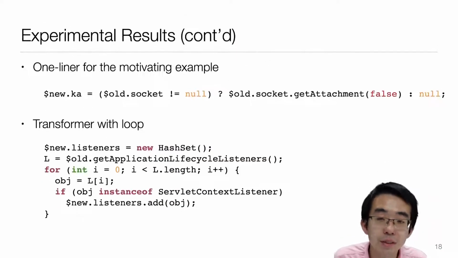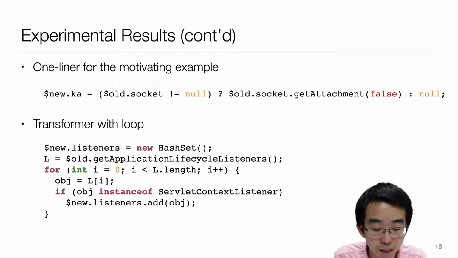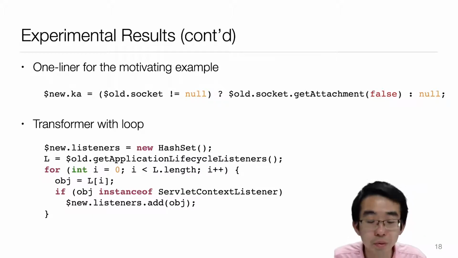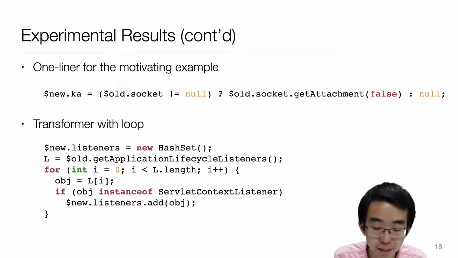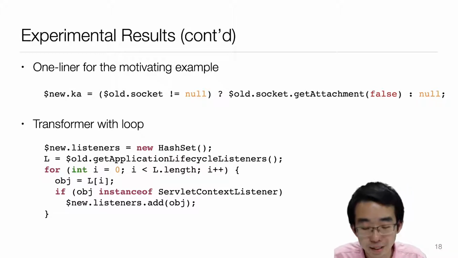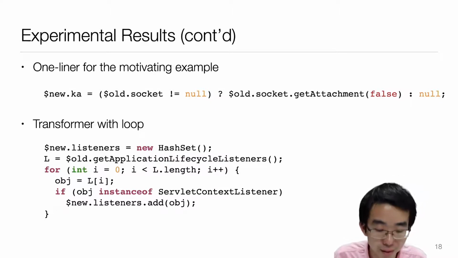There are a few interesting object transformers to share with you. First, our algorithm found an even simpler object transformer for the motivating example. It's just a one-liner calling socket.getAttachmentForce, which overuses the getAttachment API. Even we did not identify such a possibility in our empirical study.